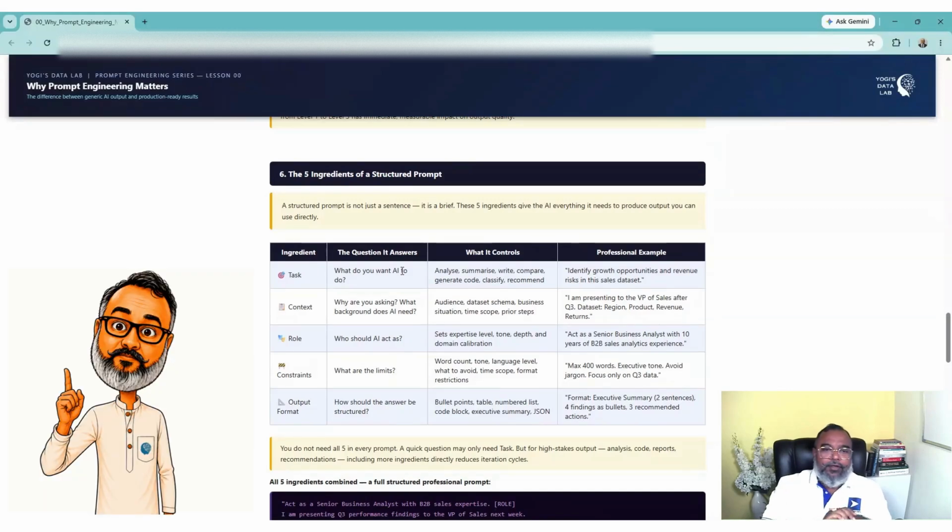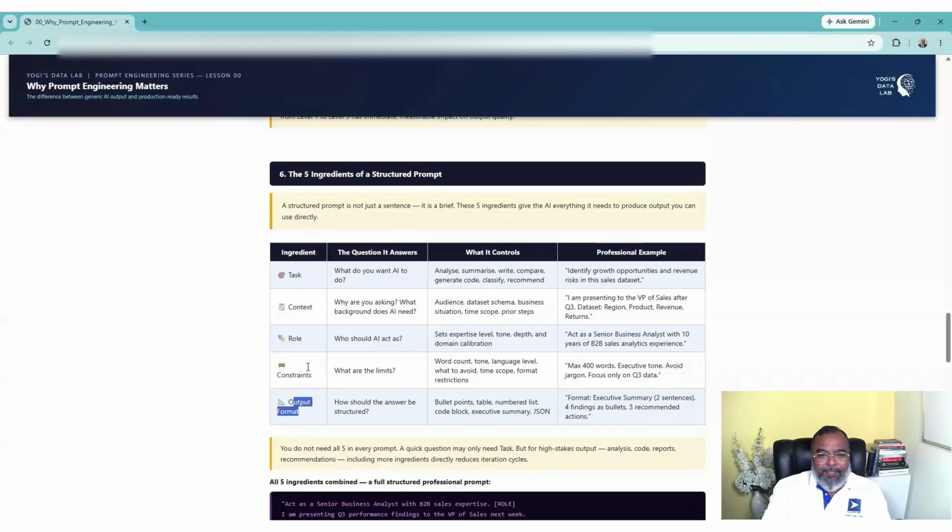Well, I have been talking about a structured prompt. So what are the things that you need in a structured prompt? When you talk about a structured prompt, there are a couple of things that will be required. One is the task. Obviously, you need to tell what you have to do. Then the context, the role, the constraints, and the output format. The task is exactly what you want the AI to do. The context is why you are asking this. What background does the AI need to know before it prepares the answer for you? Role is very important. How should the AI behave? Do you want it to behave like a quality analyst?